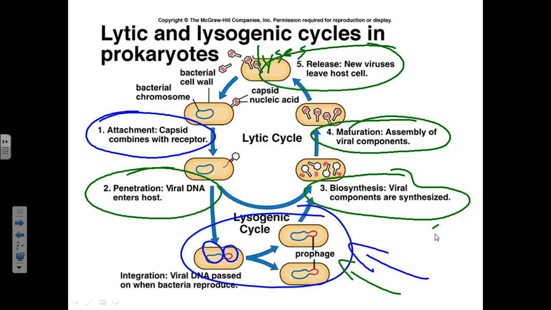So the lytic cycle is the normal way a virus works. The lysogenic cycle is when the virus DNA is incorporated into the host cell DNA, and the symptoms may disappear for a while, and then they'll come back out. And then they'll go back into lysogenic, and then come back out. And that cycle just continues over and over again.